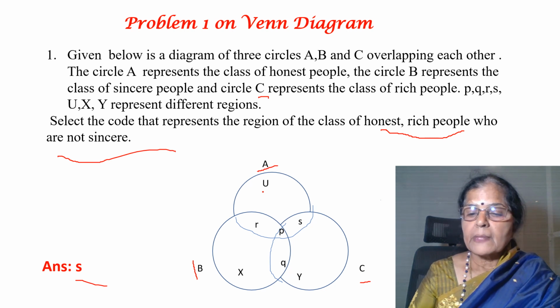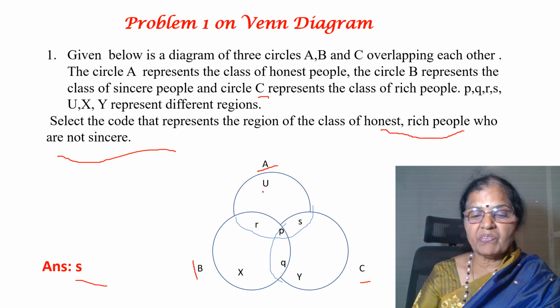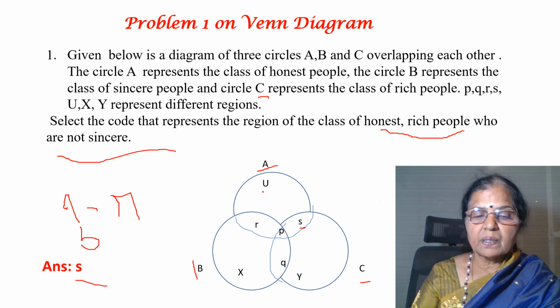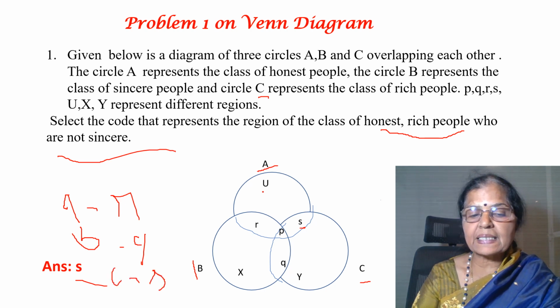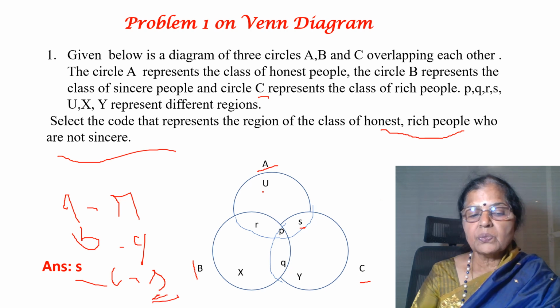So again, as I have told in the last video, I have given the answer directly. That means S is the region. This region alone depicts people who are honest and rich but not sincere. But in your question paper, they will give options: A containing R, B option containing Q, and C option containing S. So you have to see which option contains S. The correct answer is region S, so you should select C.